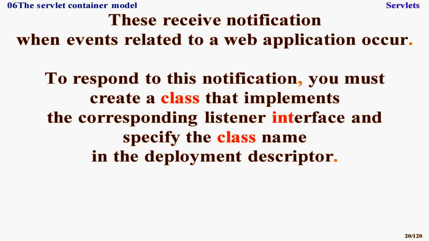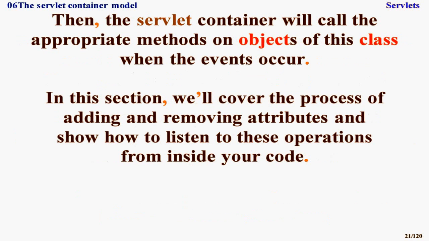To respond to this notification, you must create a class that implements the corresponding listener interface and specify the class name in the deployment descriptor. Then, the servlet container will call the appropriate methods on objects of this class when the events occur. In this section, we'll cover the process of adding and removing attributes and show how to listen to these operations from inside your code.